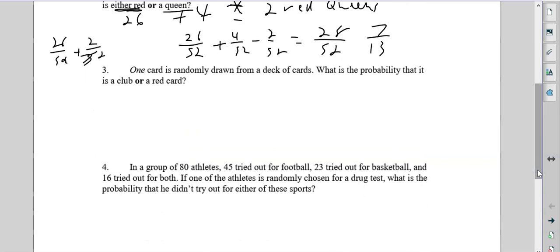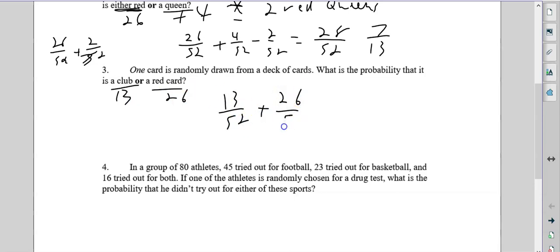One card is randomly drawn from a deck of cards. What's the probability to be a club or a red card? Well, club is a suit. There's 13 of those. Red is a color. There's 26 of those. So that brings us to 13 out of 52 plus 26 out of 52. They are mutually exclusive. You cannot be a red club. It's a black card. So therefore, you're just adding these together, and you're getting 39 out of 52, which reduces to 3/4. And again, you don't want to do a bunch of steps. Use your calculator, put in the fraction, it'll reduce it for you.